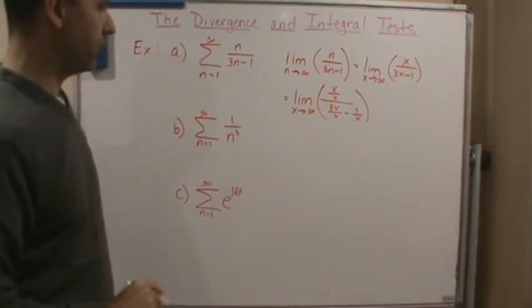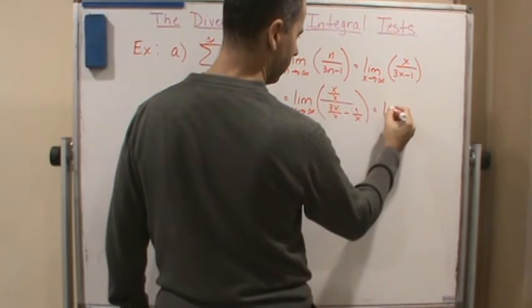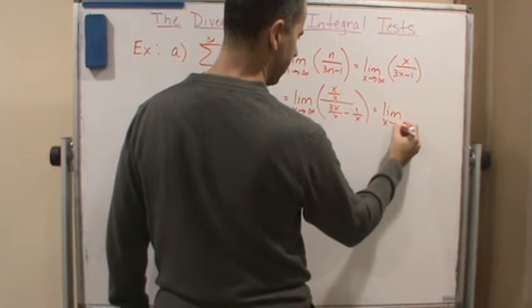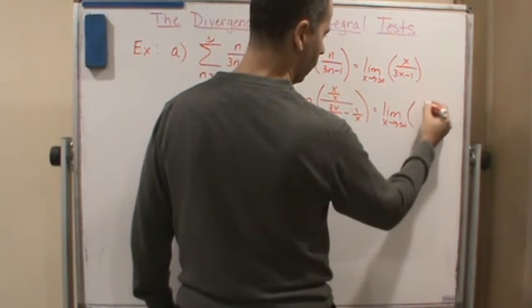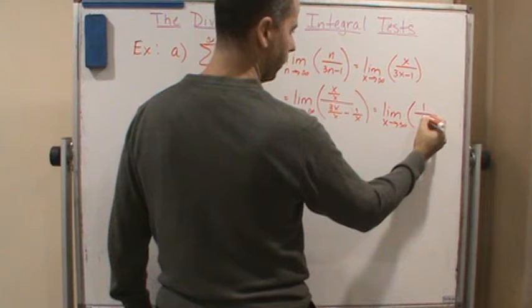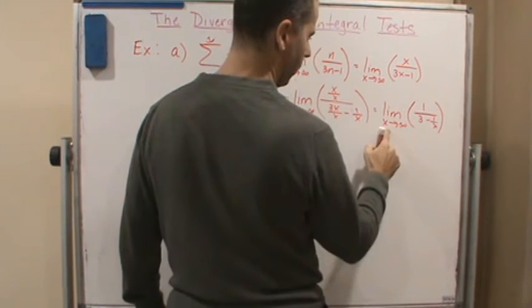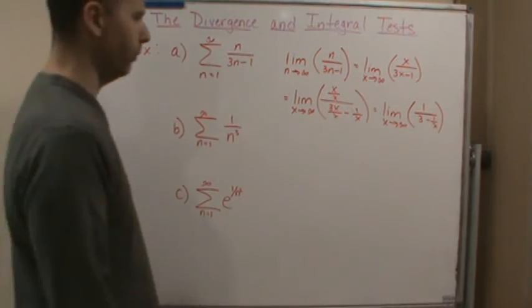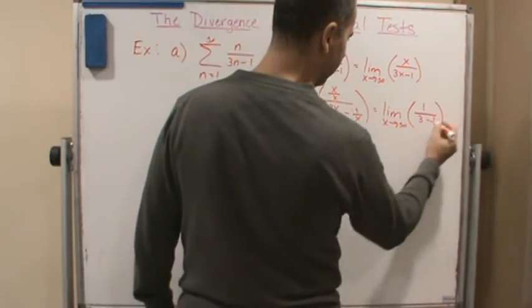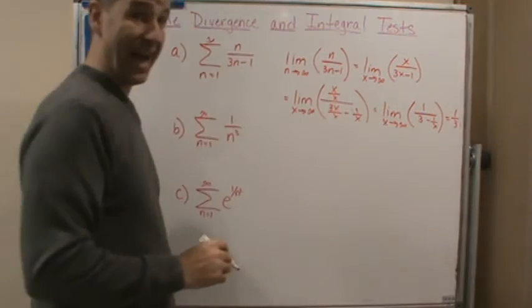And so what happens to all of these? This is the limit as x approaches infinity of 1 over 3 minus 1 over x. And of course, as x goes to infinity, that fraction, 1 over x, is going to 0. And so what do we get? We get 1/3. Now, 1/3 is not equal to 0.